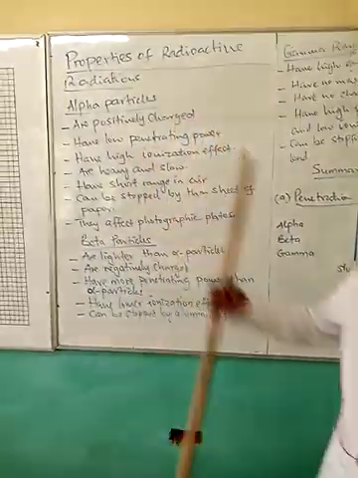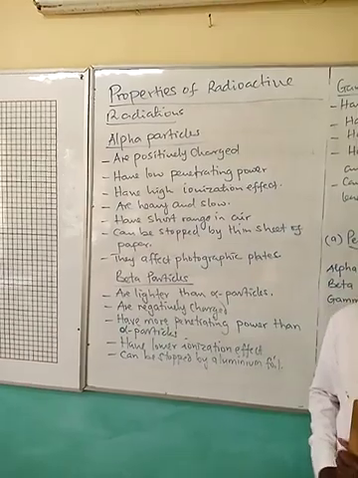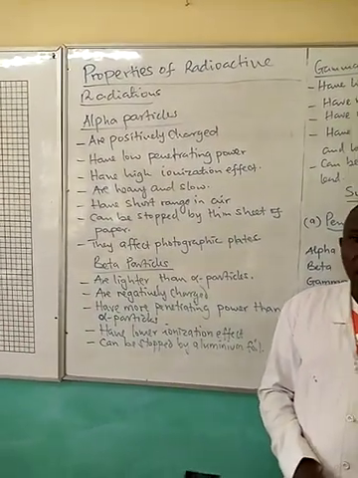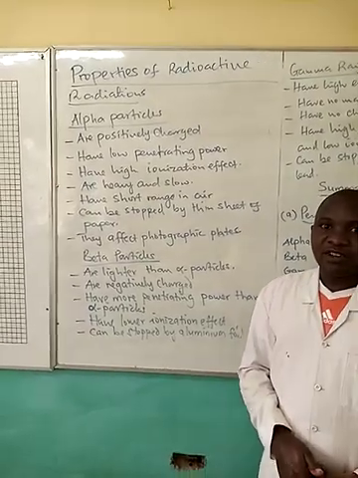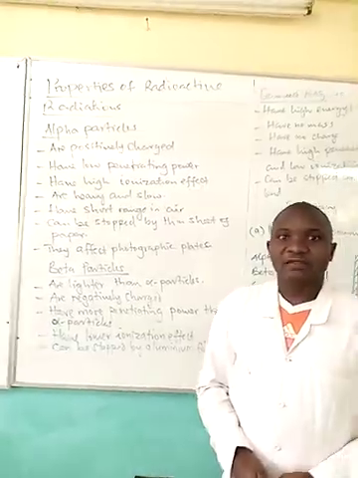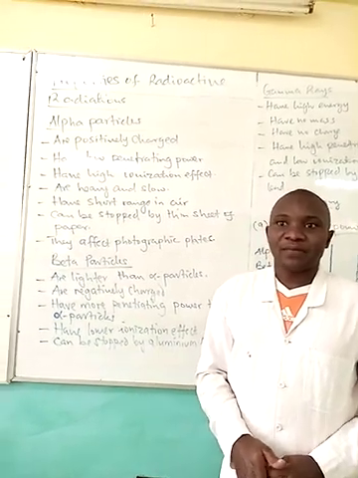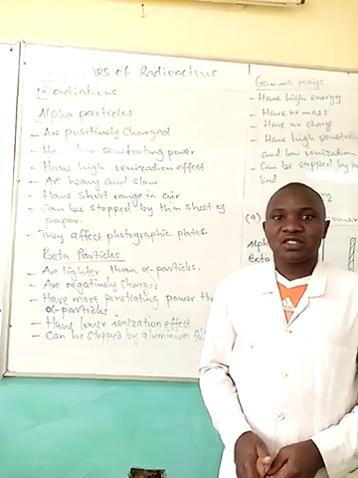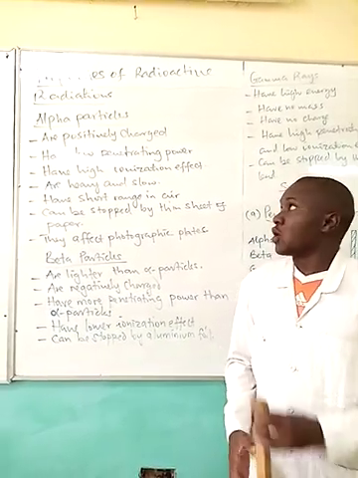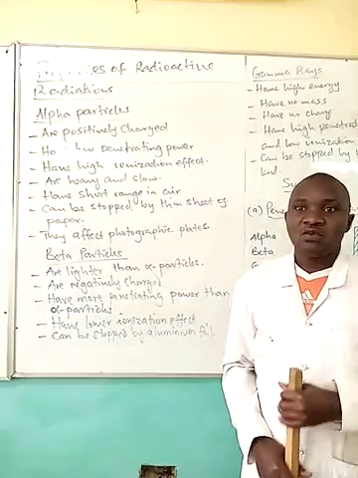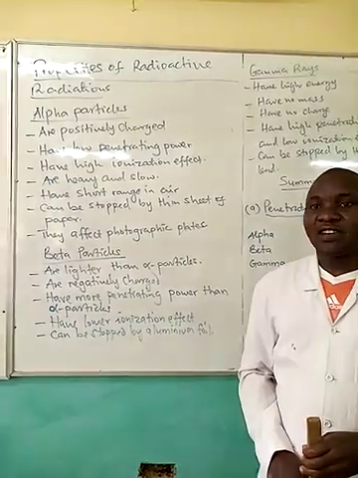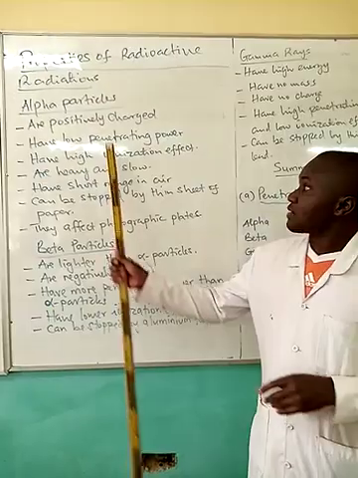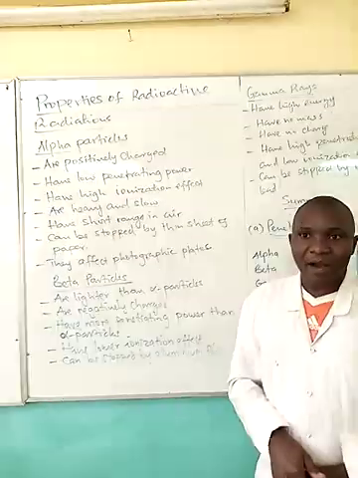For alpha, we have the properties listed down here. The first property of alpha particle is that alpha is positively charged. Being positively charged, it means that when placed in a magnetic or electric field, it will be deflected. And of course, we know from the basic law of electrostatics that like poles repel and unlike poles attract. So, alpha being positively charged, when you place it in an electric field, it will be attracted towards the negative plate.